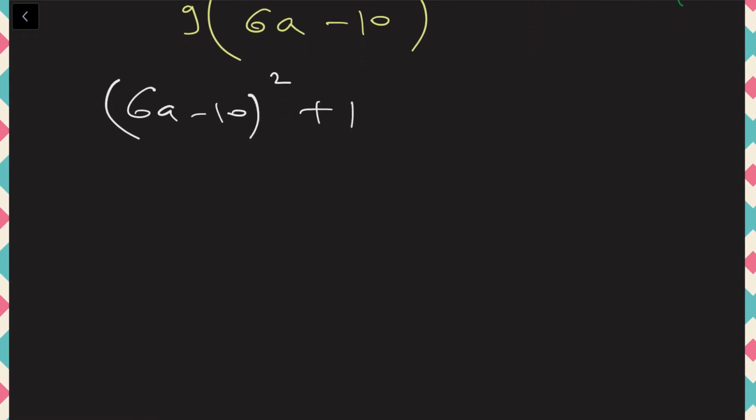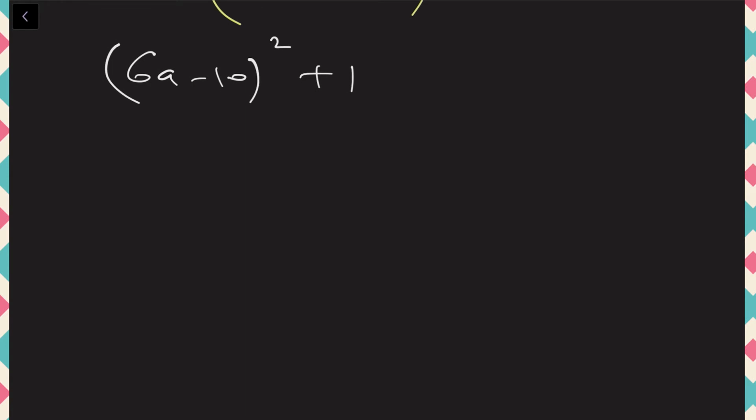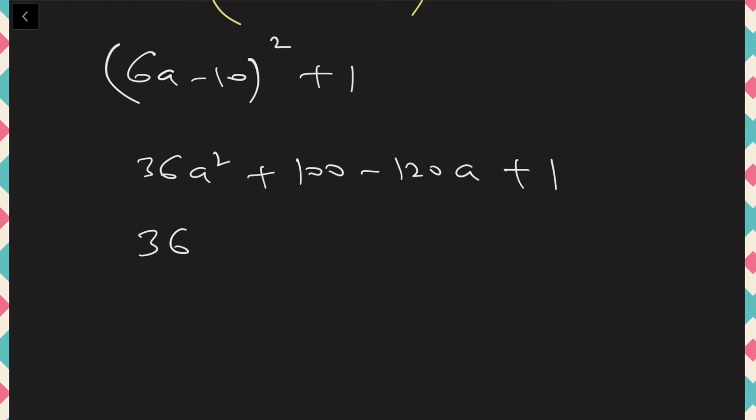If we simplify this, (6a minus 10) whole square is in the form of (a plus b) whole square. Then it will become 36a square plus 100 minus 120a plus 1. We remain with 36a square minus 120a plus 100 plus 1, 101. This is the answer of g of f of 2a minus 3. By this, all the 4 bits are completed. Now let us move to bit number 5.